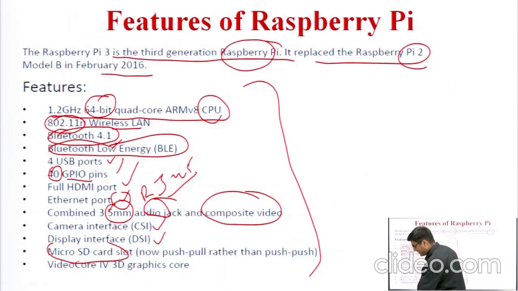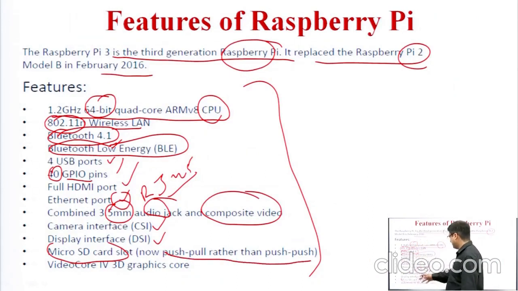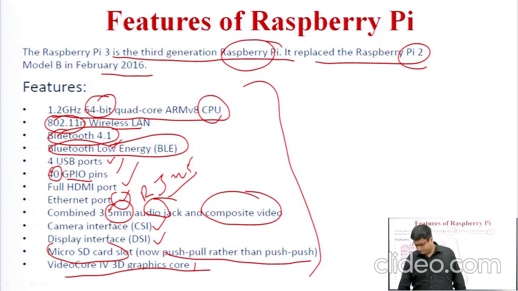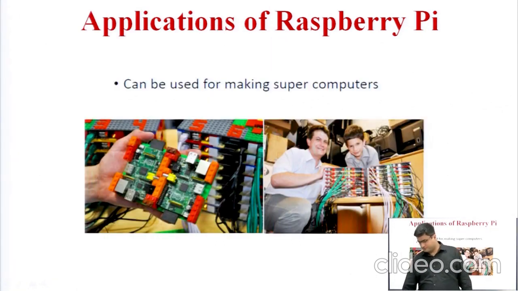It has a micro SD card slot, now push-pull rather than push-push. So we can say that it has a micro SD card slot directly inserted into the Raspberry Pi, and one can fetch the data from that SD card slot. It has a VideoCore IV 3D graphics core. So these are the basic features of Raspberry Pi that are applicable to most of the Raspberry Pi boards.